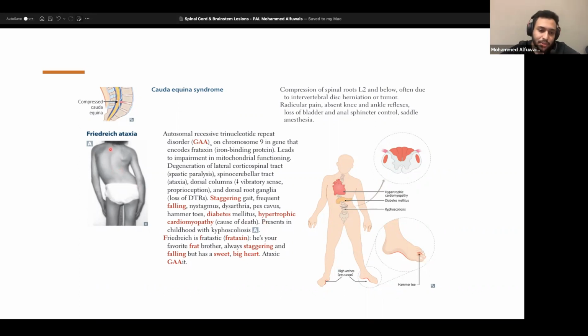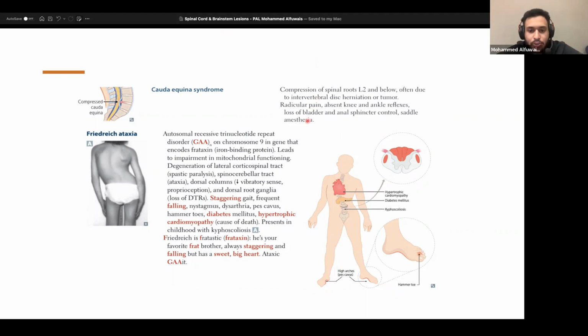Scoliosis is the sideways deviation, and kyphosis is a front-and-back deviation of the vertebral column. These are the things that you'll see in the patient. So you'll see a mix of, firstly, spinal cord lesions: lateral corticospinal tract, spastic paralysis, ataxia, decreased vibration and proprioception, and loss of deep tendon reflexes. Plus, it'll tell you that they have an enlarged heart on X-ray, and hyperglycemia, diabetes, and so on. That's how you can tell Friedreich's ataxia. You need to use the other signs that the patient may have. Does that make sense to everyone?